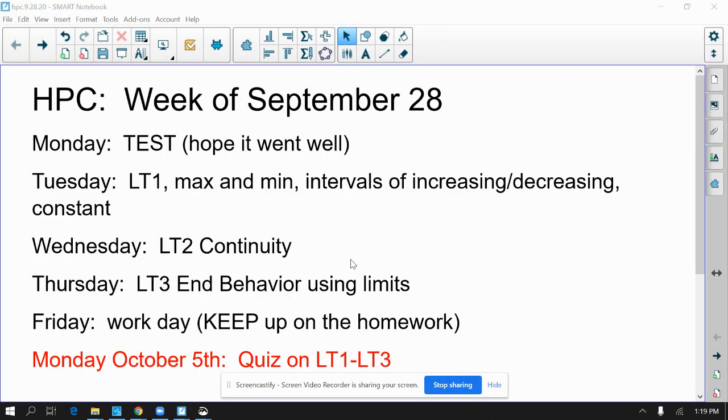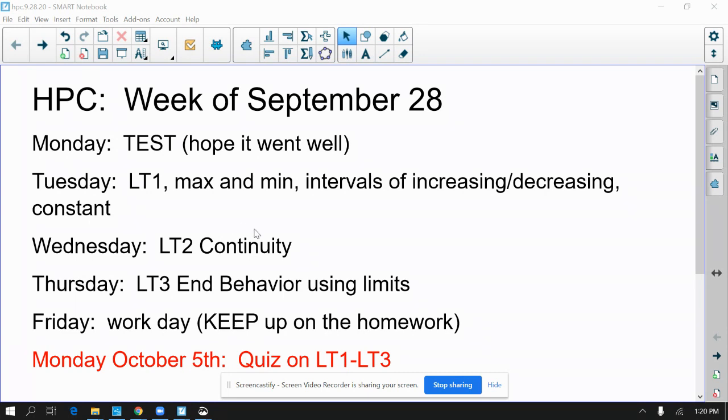Hello, everybody. So today is Tuesday. Yesterday was your test. I hope that went well. And we're going to bust through 3 learning targets on Unit 2. So 1 day per, which is good news. Continuity we might spend 2 days on. But for right now, this is the schedule.